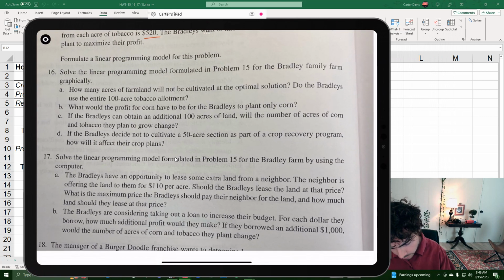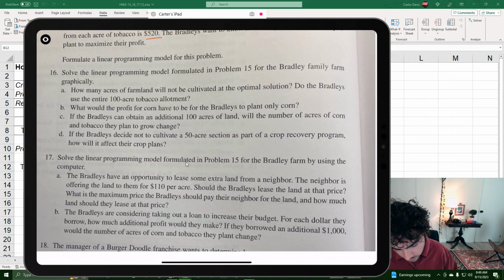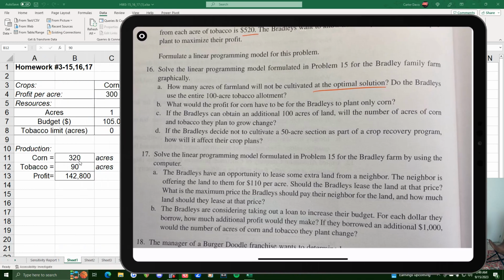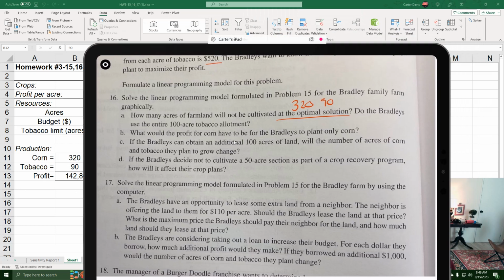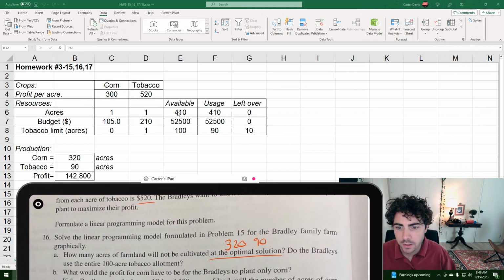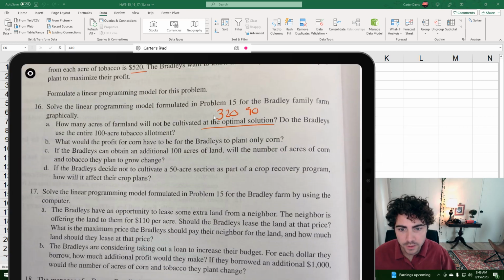Solve the linear programming model. We did. How many acres of farmland will not be cultivated at the optimal solution? So what is the optimal solution? The optimal solution was the 320 and 90, right? They ask how many acres of farmland will not be cultivated. Well, how many did they have to start? They had 410 at the start. So if they're using 320 plus 90, that is 410. So that means no acres will not be cultivated. They are using all of the acres, okay?